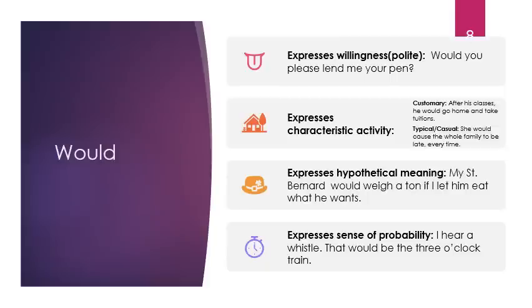The next modal that we'll be discussing is would. So the first thing that we need to understand here is that whenever we need to express willingness or determination in the past, we will always be using would as the past form of will.